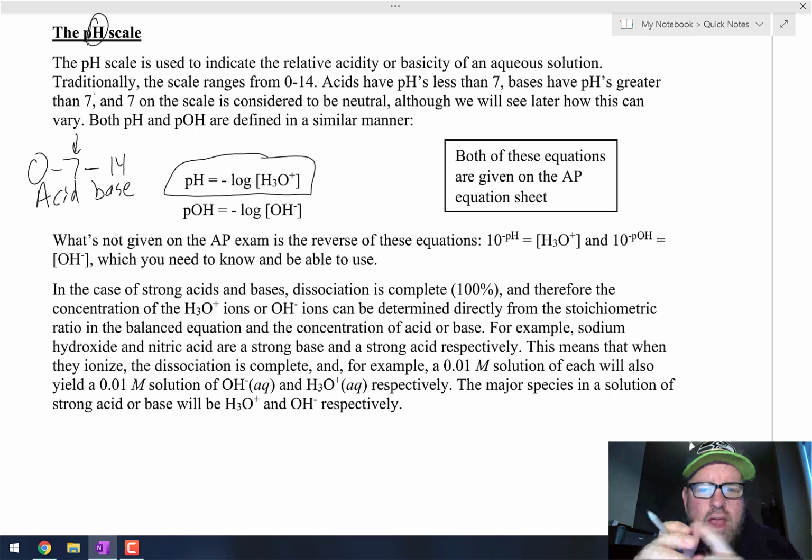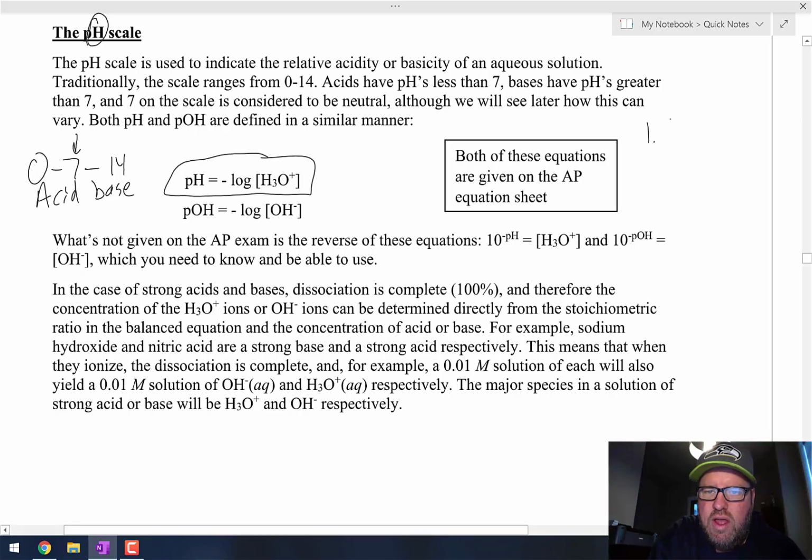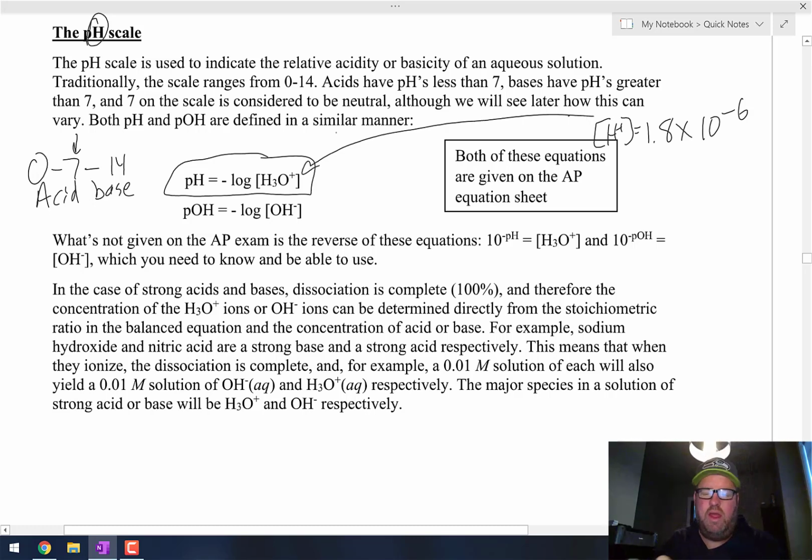So when you know the hydrogen ion concentration, you simply use your calculator and you take the negative log of it. Let's say, for example, one of our earlier ones had a hydrogen ion concentration of 1.8 times 10 to the minus 6th. Okay, and that is the H plus concentration. Remember, H plus and H3O plus mean the same thing. So I would use my calculator, type negative log and then 1.8 times 10 to the minus 6, hit equals, and you get a pH of around 5.74.